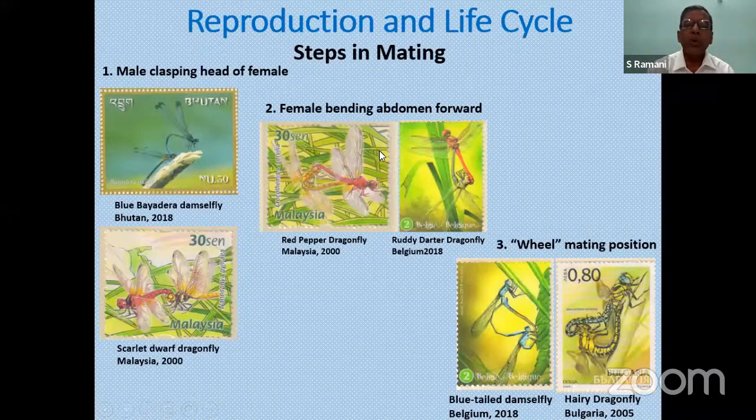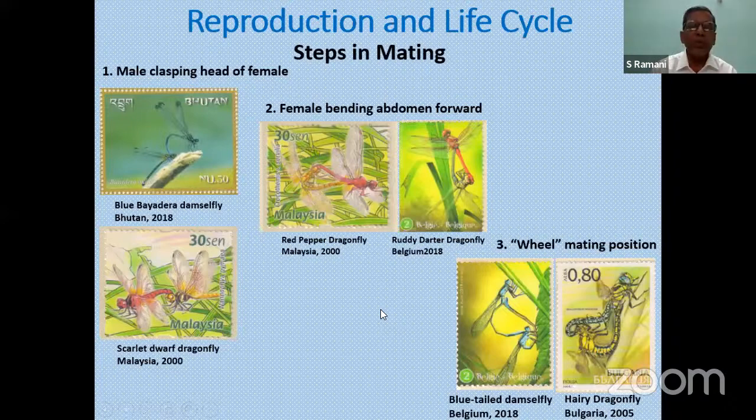You can see here two examples where this is happening. And then they come to this particular position, which is known as a wheel mating position. So you can see here how this particular thing can be seen using these stamps itself. Continuing further, very, very nicely depicted stamps.